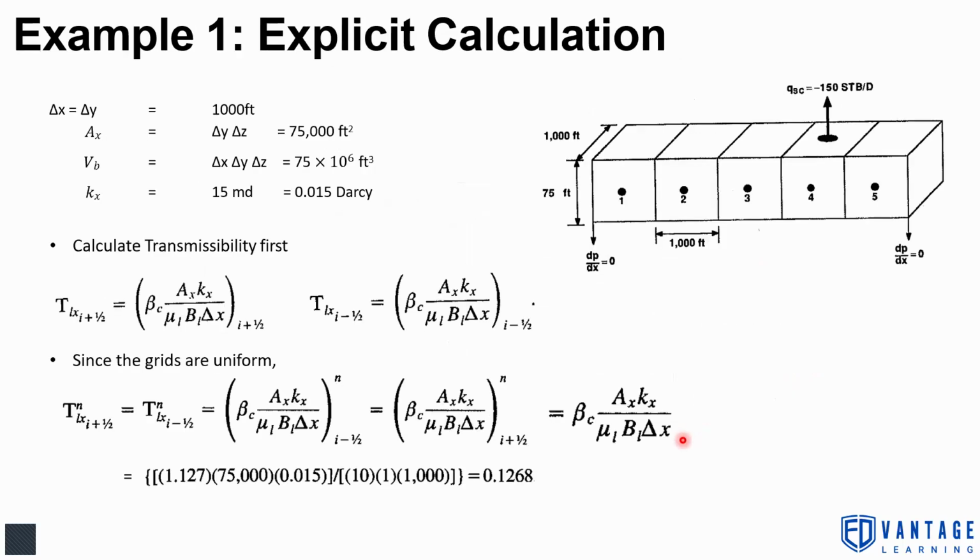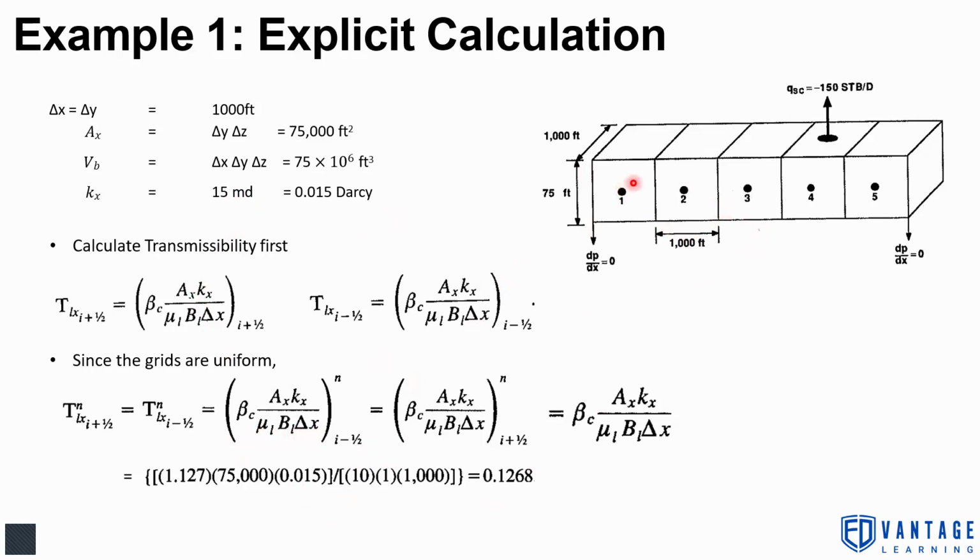So in the equation that I formulated, we will calculate the transmissibility between all the grid blocks, which is beta c Ax kx by mu l Bl delta x, where beta c is the constant 1.127, and Ax is the x direction area, which is 1,000 times 75, the cross sectional area available, times kx, which is 15 millidarcy or 0.015 darcy, by 10 viscosity. Bl is 1, into 1,000, the x direction thickness, which gives 0.1268.